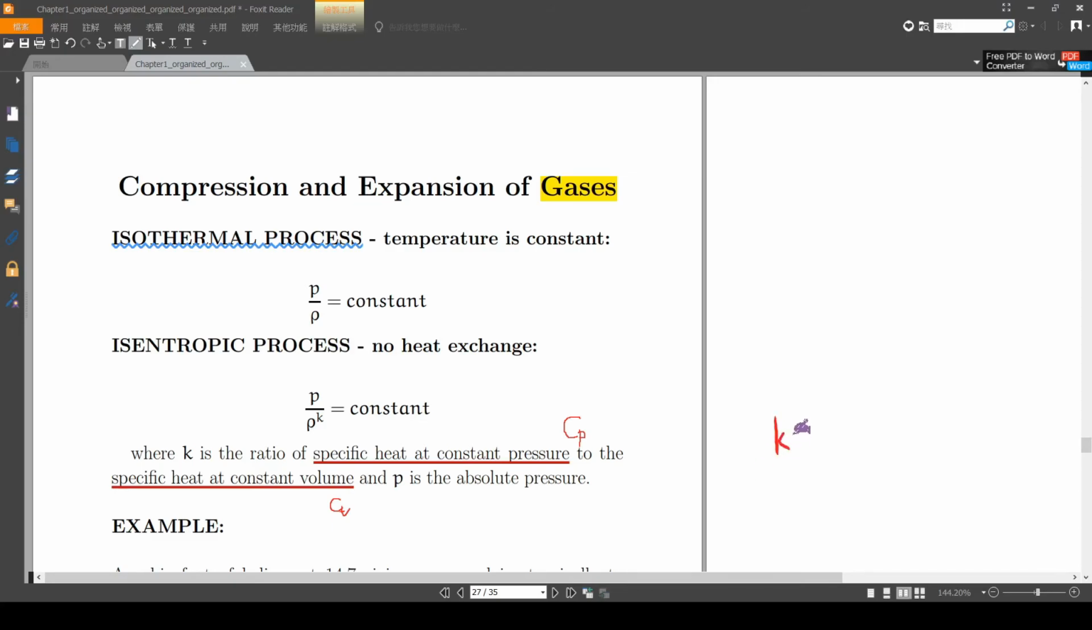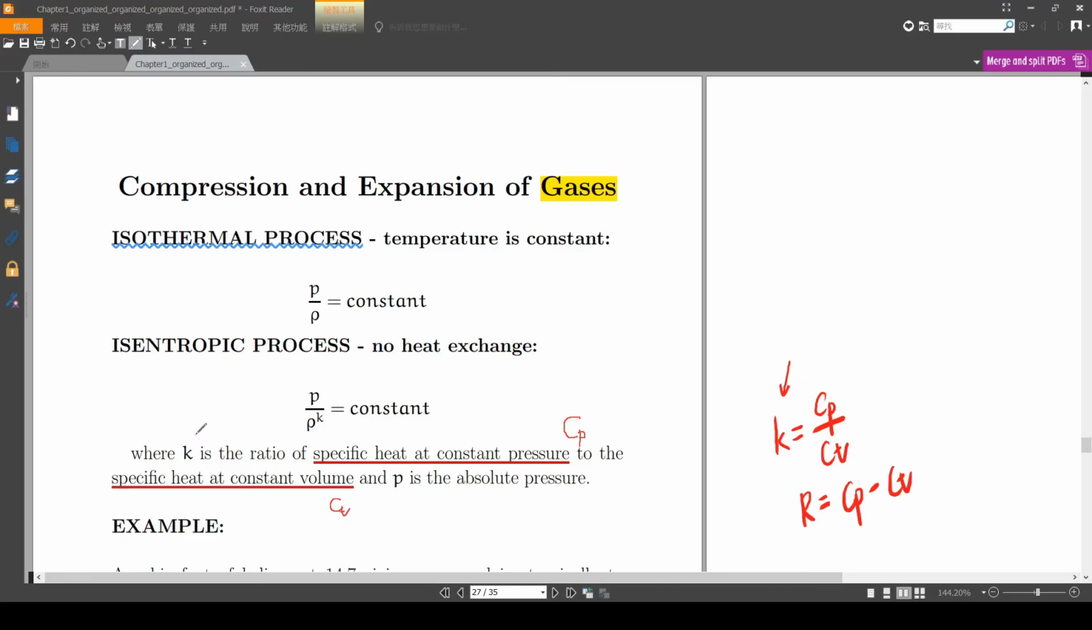The K is actually equal to the ratio of C sub P and C sub V. And how do we get these two constants? It depends on the gas constant, which you have already learned in the ideal gas law, R, which is equal to C sub P minus C sub V. But it is not very important. Most of the time, when you want to find the K, you just check the table and find a certain pressure, certain temperature, then you will get your K. Okay.